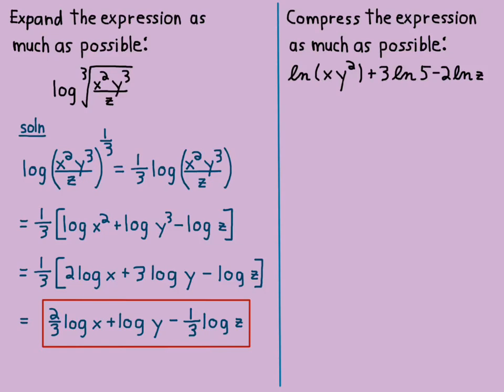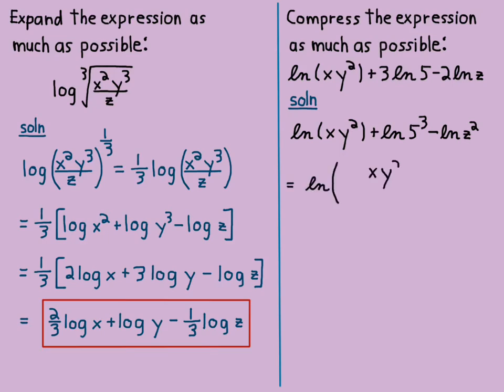Now, the thing is, our rule says you can have ln of something plus ln of something becomes ln of the product, right? Well, it doesn't say anything about ln of something plus 3 ln of something. So I have to get rid of this 3 here, or get it out of the way. Same thing with the 2. So I need to put that inside to get it out of the way so I can use my rules. Okay, that's very important. So I'm going to have ln of xy squared plus ln of 5 cubed minus ln of z squared. Now I can use the product and quotient rules here.